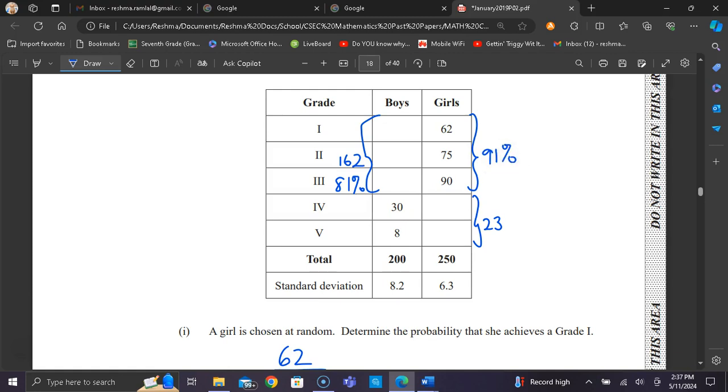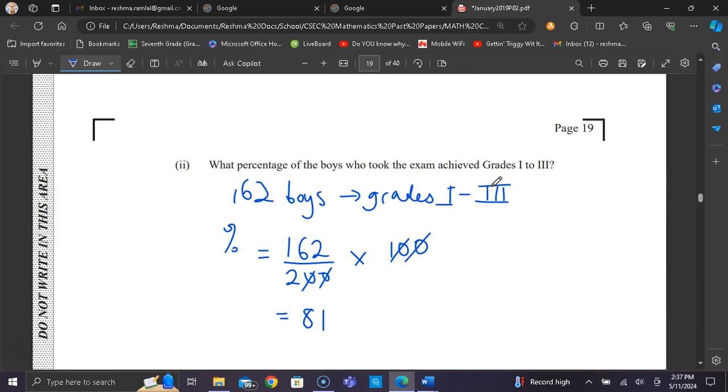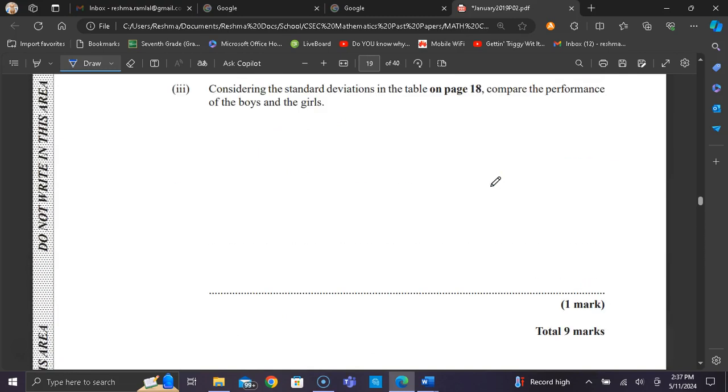So this shows us that the girls did perform better than the boys because a greater percentage of girls gained grades 1 to 3 than the boys, right? So to sum that up, we can see, I'll type it out.